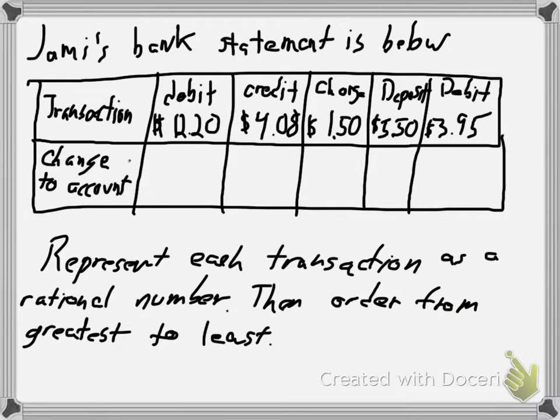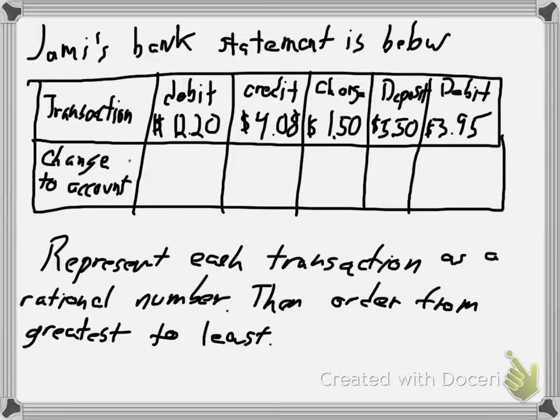Let's look at our next problem here. It says Jamie's bank statement is below. So we can see on this bank statement we have transactions, so that's what's actually happening to the bank account. And then underneath we have a section that says change to Jamie's account, and that's blank right now. What we want to do is represent each transaction as a rational number, then order those numbers from greatest to least.